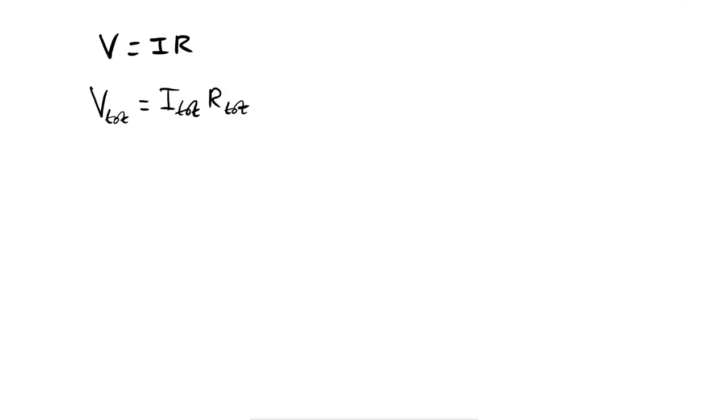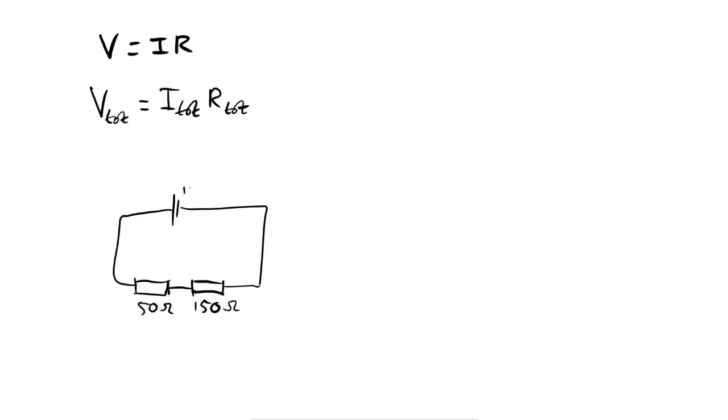Point is, you can use Ohm's law for a certain aspect of a circuit, not just an individual component. So if I have two resistors in series, these are 50 ohms and 150 ohms. Let's say I have a battery that's 12 volts. Then what can I find out about this?